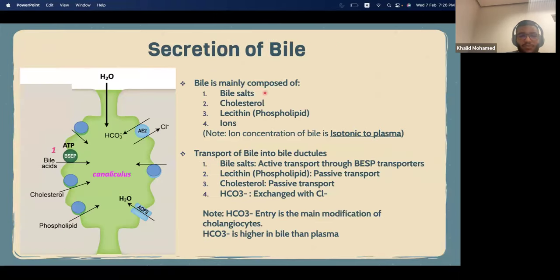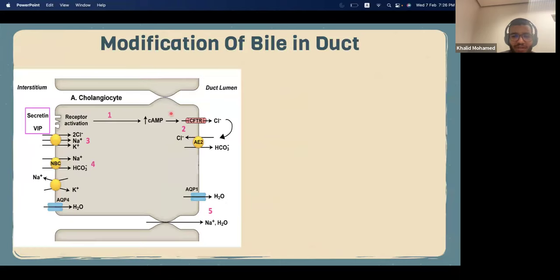So now we spoke about the synthesis of bile and then the secretion of bile into the canaliculi. So let's treat this like a story. First we synthesize and then we put them into the canaliculi, and then what happens? We said modification by cholangiocytes. And again you see the main modification of cholangiocytes on bile salt is the entry of HCO3. So this is the main thing over here. Now how does this happen?